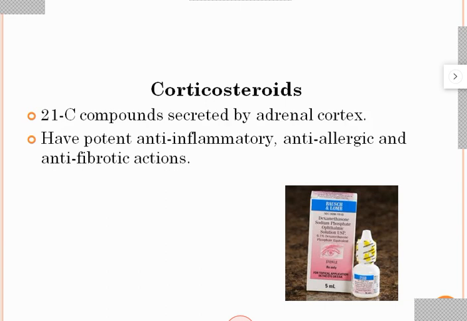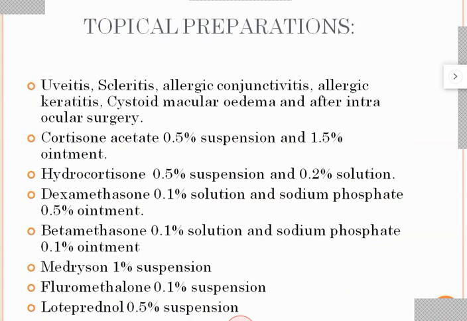So we should give anti-inflammatory drugs. The most widely used anti-inflammatory drug is corticosteroids. The available topical preparations of the corticosteroids are used to treat uveitis, scleritis, allergic conjunctivitis, allergic keratitis, cystoid macular edema in case of diabetes, and after intraocular surgery.